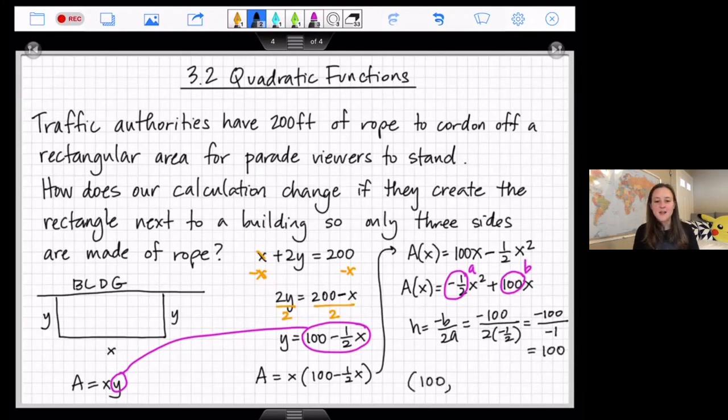All right, and then I can go plug that into my area function. So I'm going to go back up to that A of X and plug in 100. So I'm going to have 100 times 100 minus 1/2 times 100 squared. And we get 5,000. Right, which is much bigger than when we had to build all 4 sides of the rectangle for the enclosure. If we can dedicate that 200 feet of rope to only 3 sides of the rectangle, we actually end up doubling the amount of area that's in the rectangular enclosure.